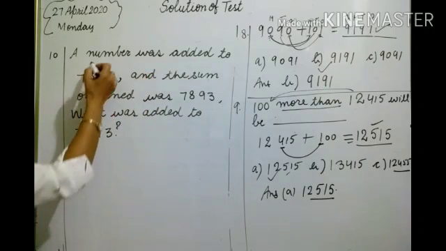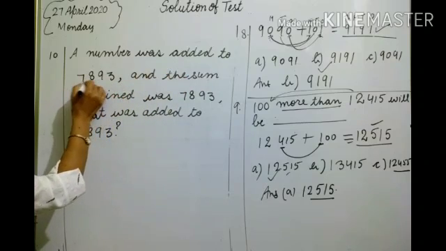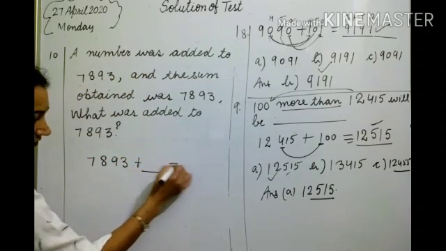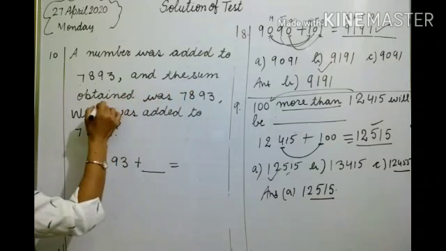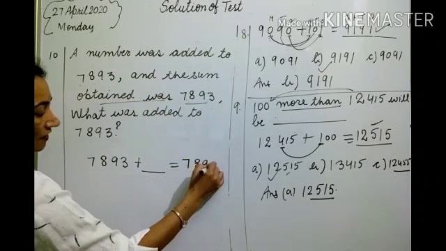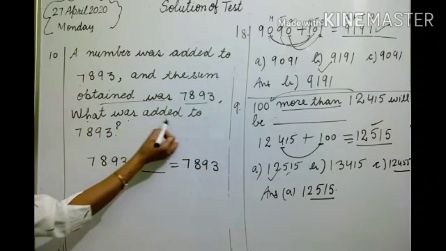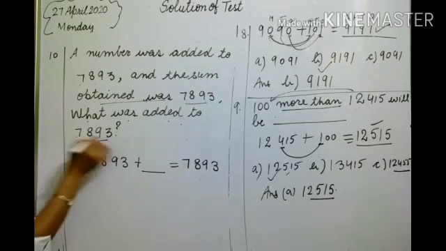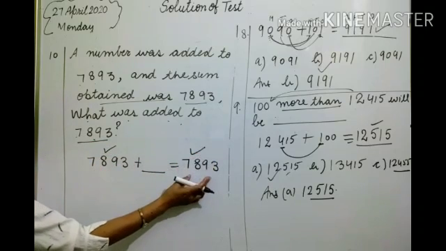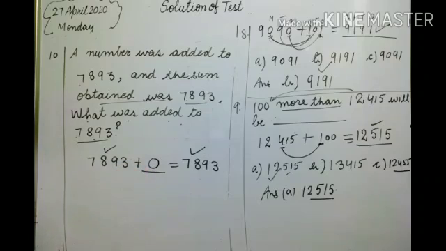First we will understand. A number was added to 7,893. One number will be added, and the sum obtained after addition is 7,893. What was added to 7,893? Now you will see both numbers are the same. So if we get the same number, then what did we add? 0. So our answer is 0, which matches option A.